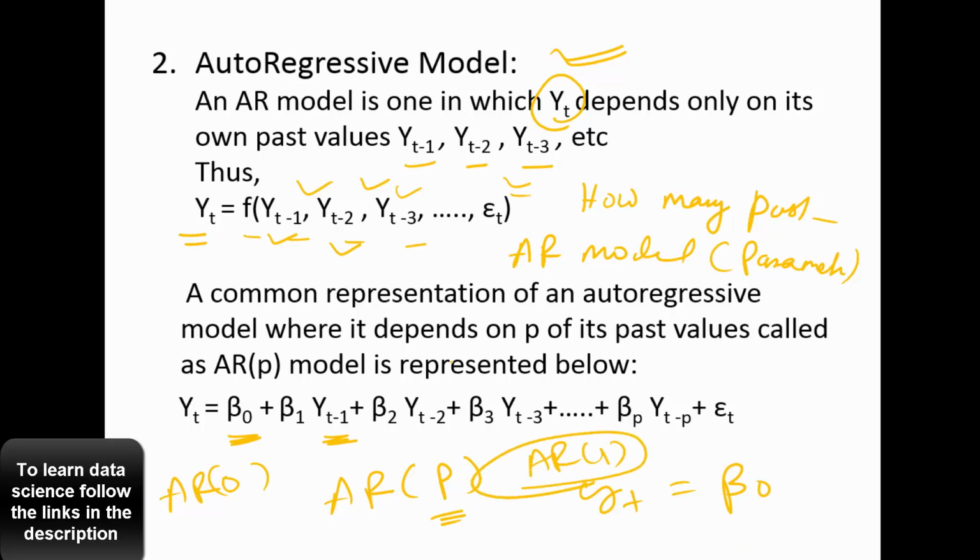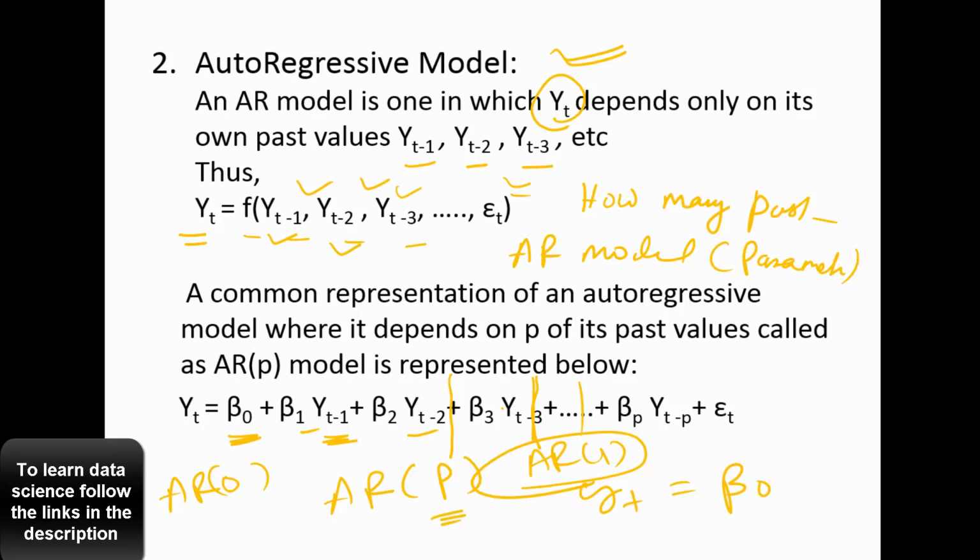AR1 model. If it is AR2, then up to this much, right? Yt minus 1, Yt minus 2. If it is AR3, then include this one also. If it's AR4, go next, and so on. Most of the time you will stop at AR3 or 4. You won't go beyond that, right?